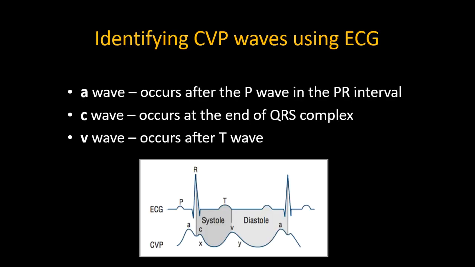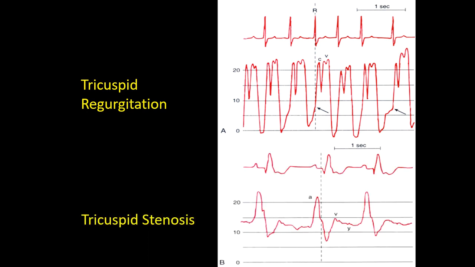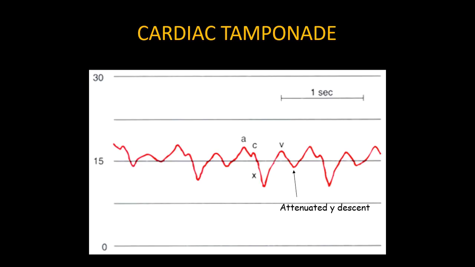If we combine it with the ECG, the A wave occurs after the P wave in the PR interval, the C wave occurs at the end of the QRS complex, and the V wave occurs after the T wave. This is a classical CVP tracing of tricuspid regurgitation. As you can see here, the V wave is higher than the C wave. They are called cannonball waves. This is the tricuspid stenosis CVP tracing. This is the tracing of cardiac tamponade. As you can see, the attenuated Y descent is there.